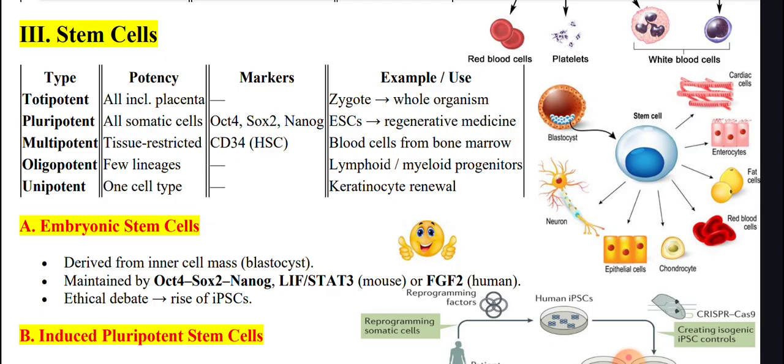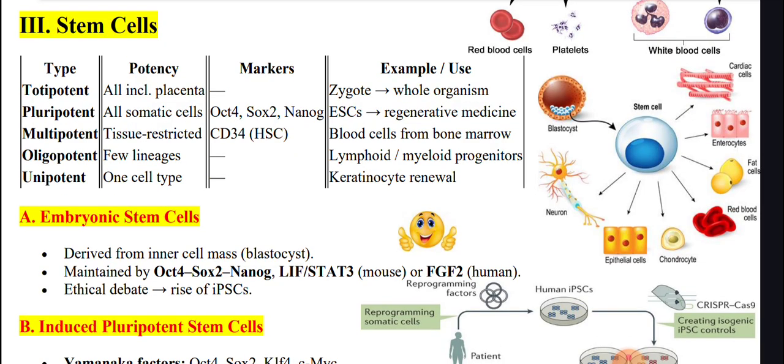Embryonic and induced pluripotency. Let's talk more about those embryonic stem cells, ESCs. They come from the inner cell mass of the blastocyst. How are they kept in that undifferentiated pluripotent state in the lab? It requires very specific culture conditions designed to mimic the signals within the early embryo that prevent differentiation.